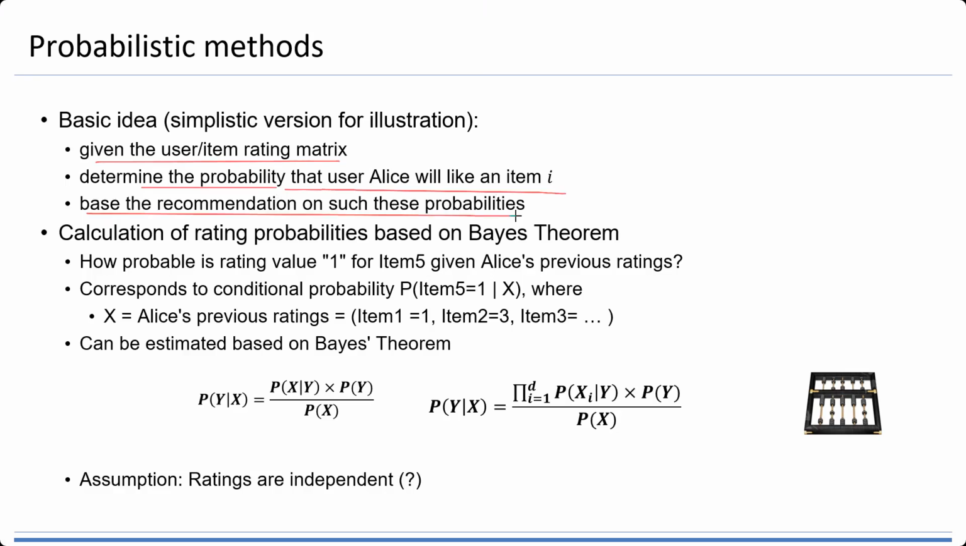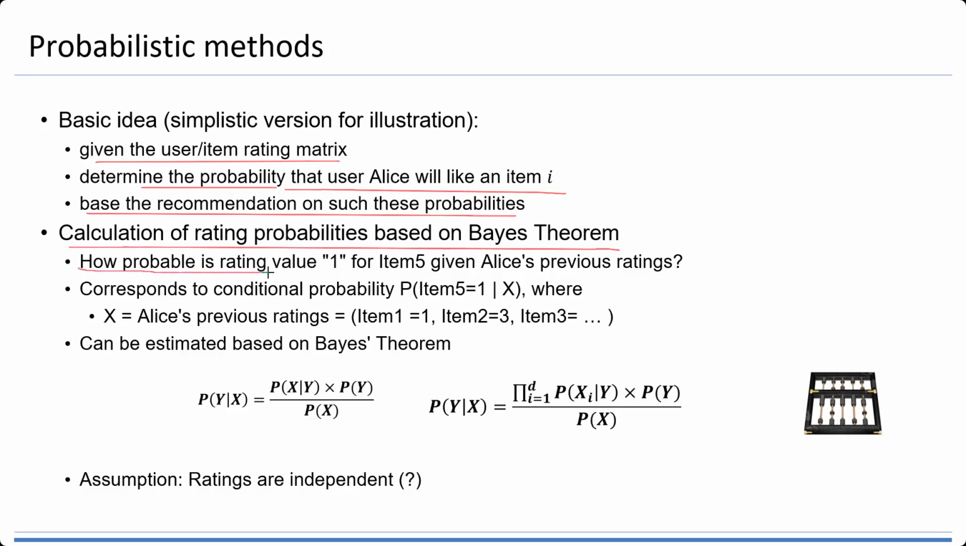So if the probability is high, then we can be fairly sure that Alice will like that item. But if the probability is low, then we are not sure whether Alice will like that item. The calculation of these rating probabilities will be based on the Bayes theorem.